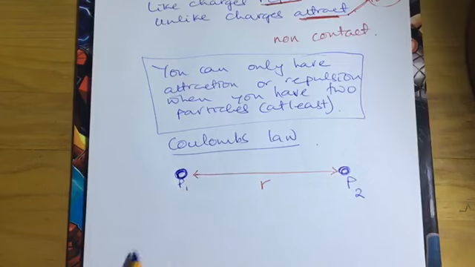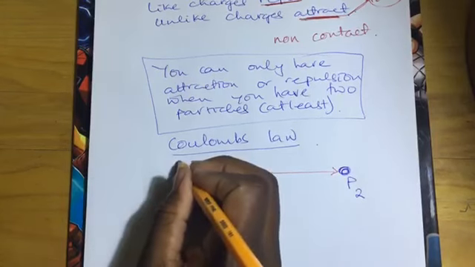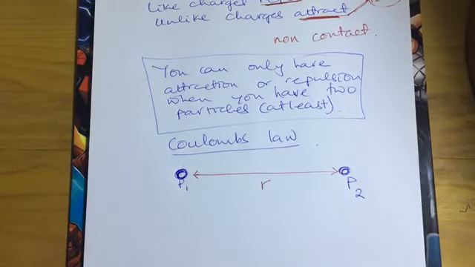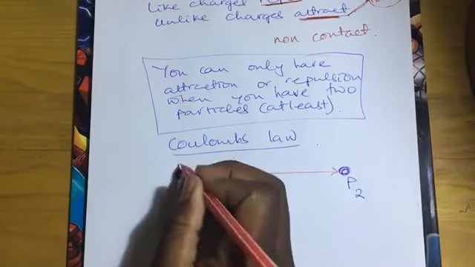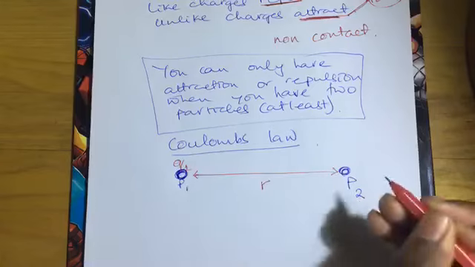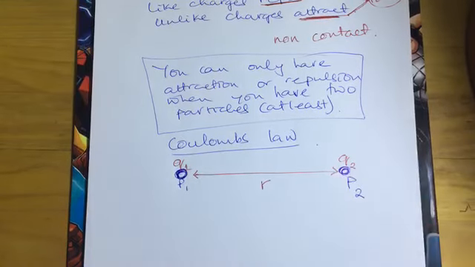Particle 1 is going to have its own charge. Now, charge is represented by the letter Q, okay? Because these are small particles, we're going to use small letter q. So this is going to be charge 1. This is going to be charge 2.